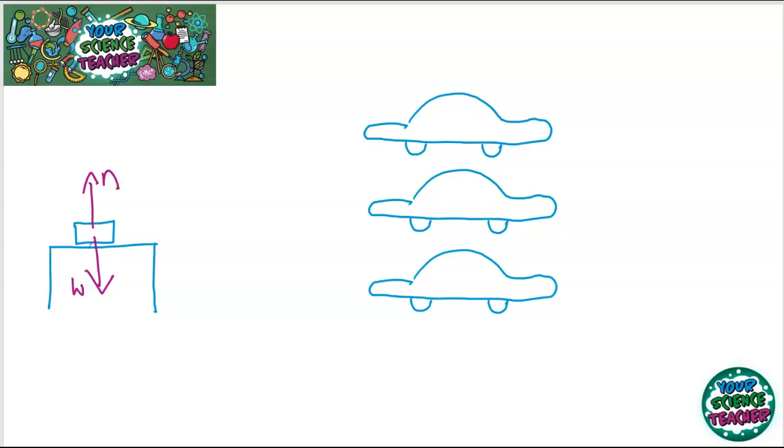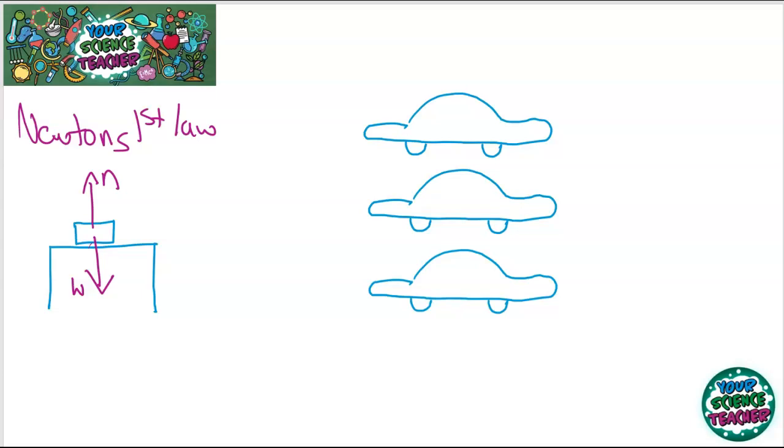And this is what's known as the normal force. And the sizes of the arrows is important. They need to be exactly the same size for keeping that book at rest. And this is known as Newton's first law. And unless we apply an external force, that book will stay at rest.